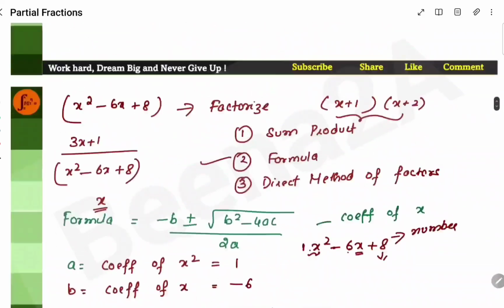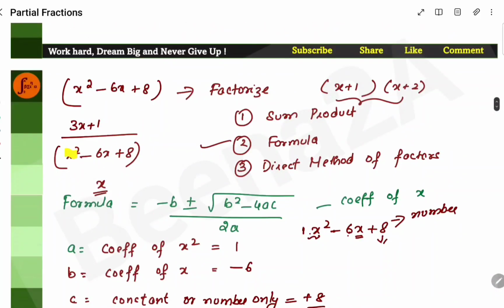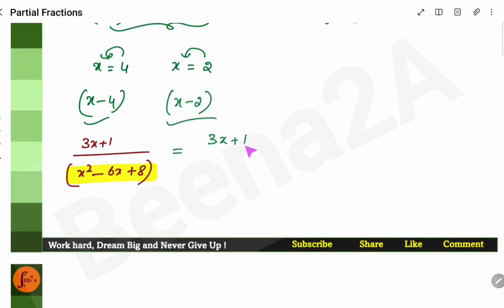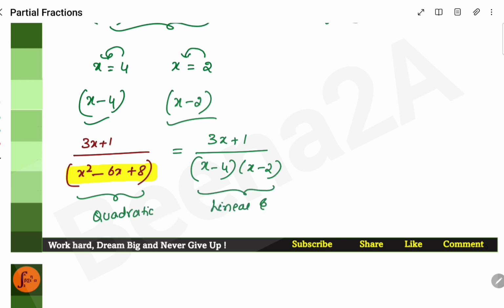So this entire denominator that we had, we'll have to write it as 3x plus 1 by x minus 4 into x minus 2. So now you see, we have converted this quadratic equation into linear equation, right? Now we'll go with the step where we have to split this. How will we split? We have two terms here in the denominator. First observe how many terms we have in the denominator. Basically, how many equations. This is one equation, this is second equation. So I'll have two variables, a and b, right?